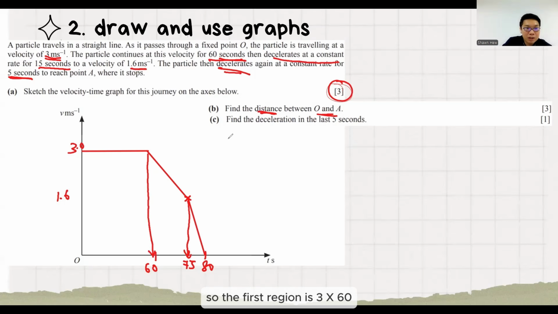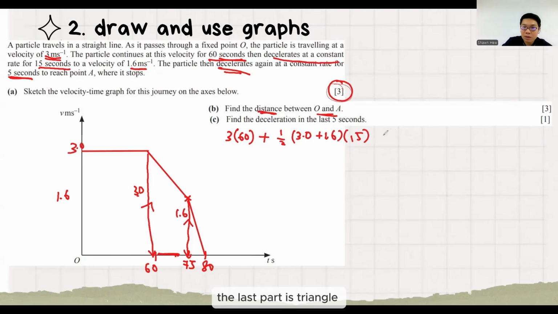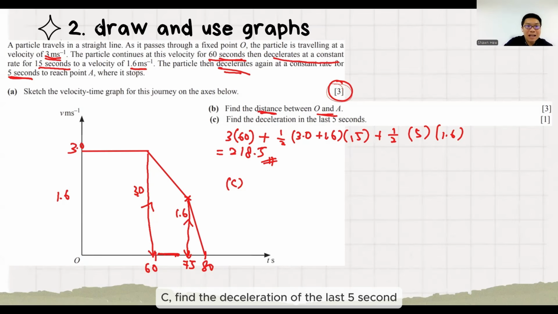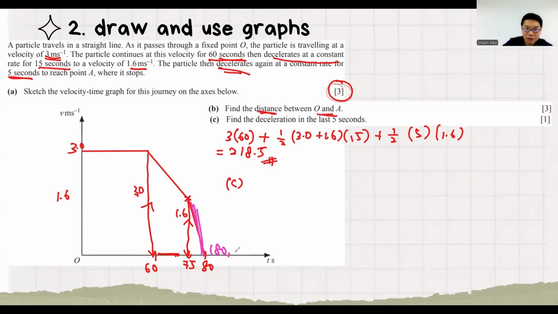So the first region is 3 times 60. Second region, the last part is a triangle. Like this, you can find the total distance, 218.5. C, find the deceleration of the last 5 seconds.